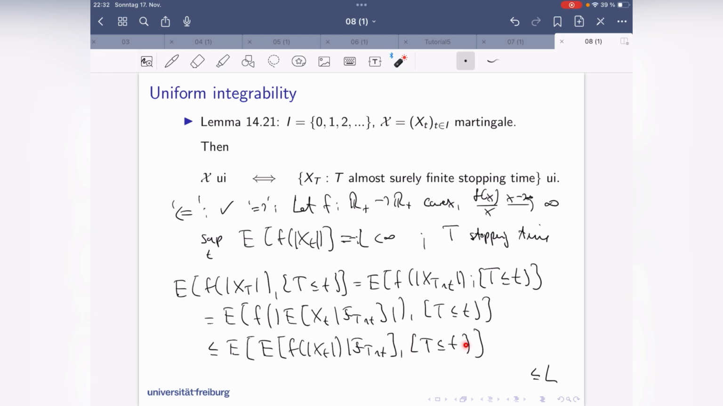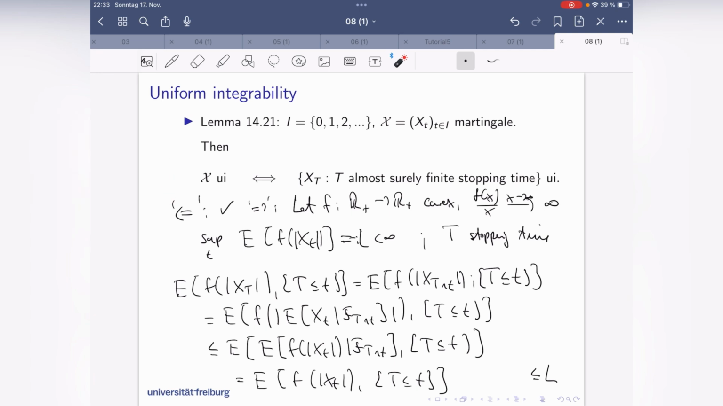This set here is in F small t, which means we can replace the first thing here with the conditional expectation by the same thing, but with f of x t on the set big T lesser or equal than small t. And now I'm done, because this thing here is by assumption bounded by L. And I don't really care about this, it only makes things smaller, so that's less or equal than L, and we are done with this thing here.